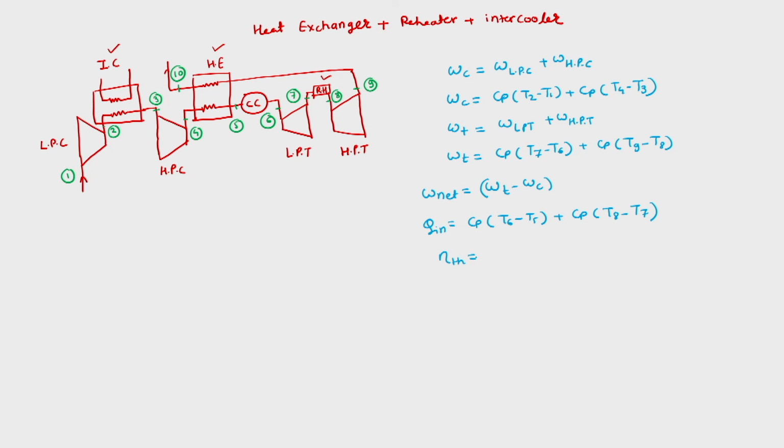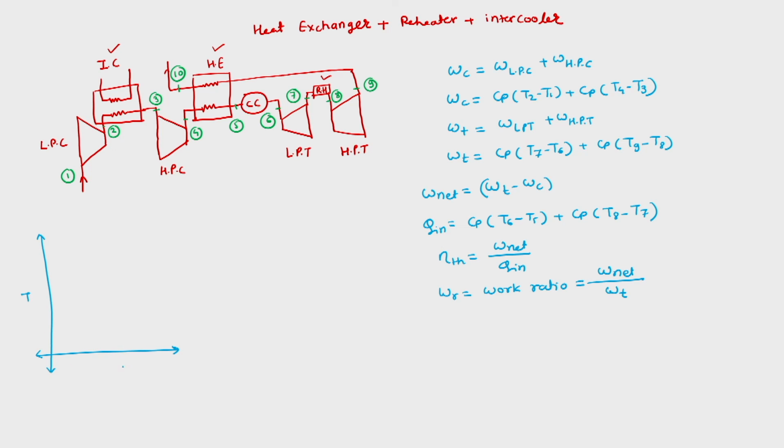So thermal efficiency is W net upon Q in. If asked or required, we can also calculate WR, which is the work ratio, and the work ratio is equal to W net upon WT. Okay, but before that let us plot the TS and PV diagram for this arrangement.